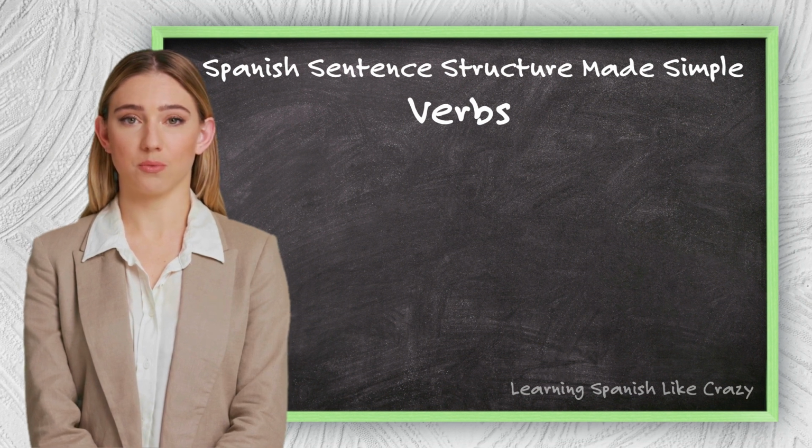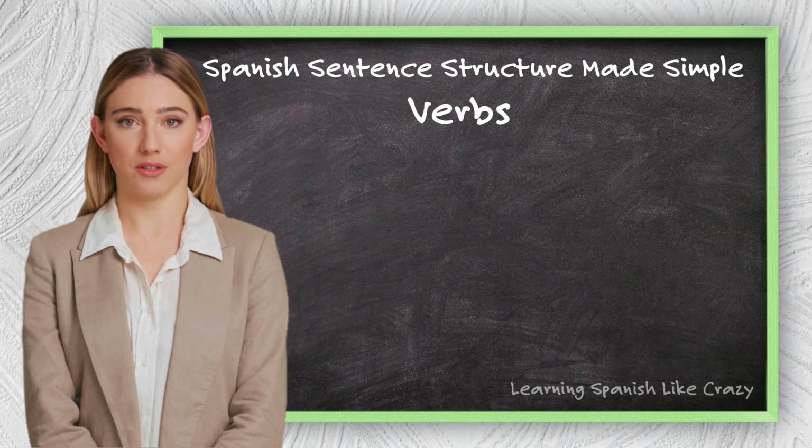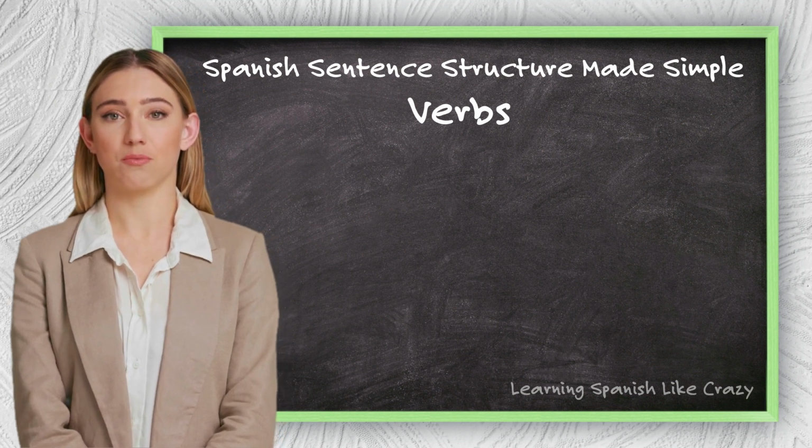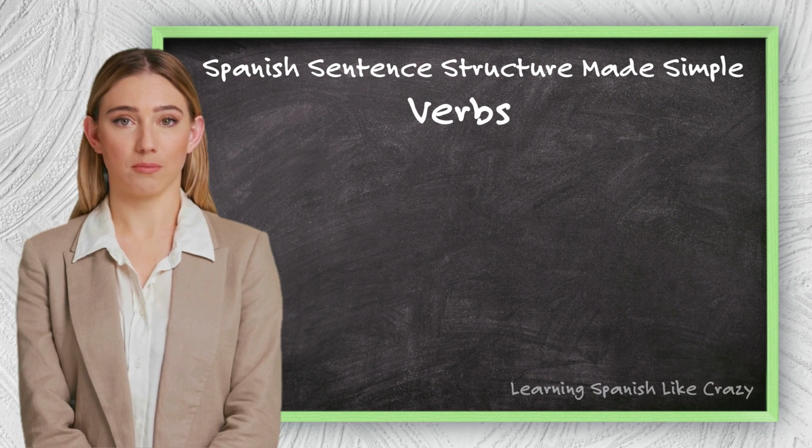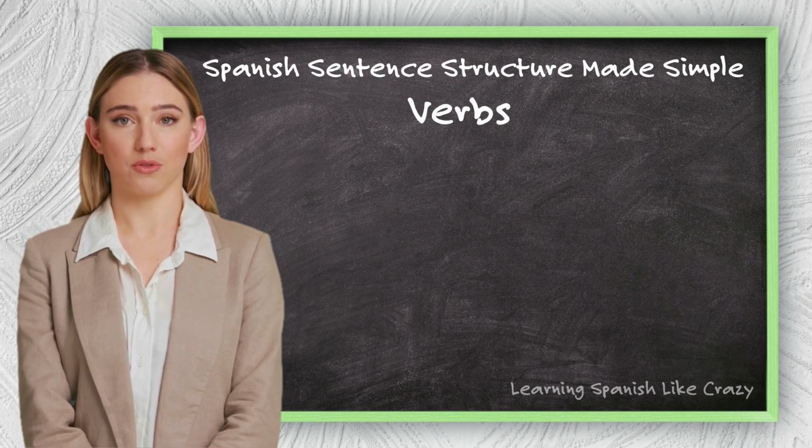Next up, verbs. Verbs are the action words that bring life to our sentences. In Spanish, verbs change their form depending on the subject performing the action. This is called verb conjugation. To conjugate a verb, you need to match it with the appropriate subject pronoun.